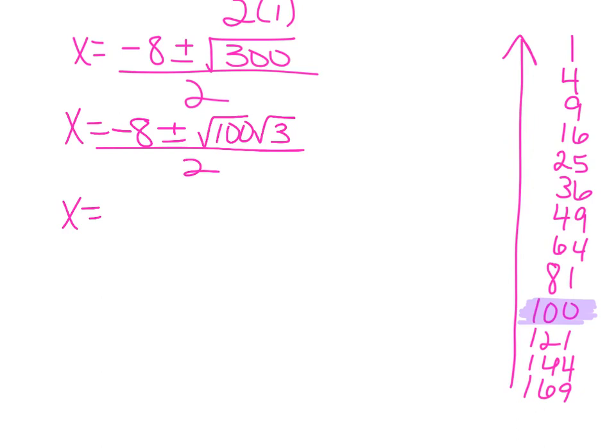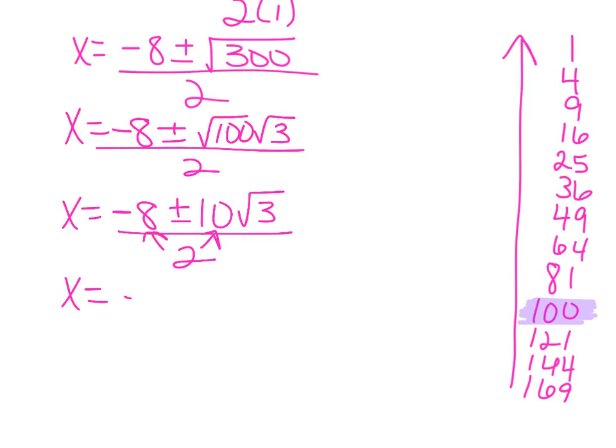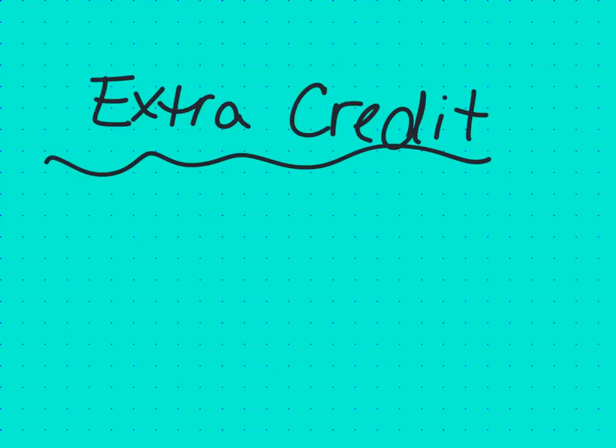And now I'm going to take the square root of 100, which is the whole point in doing it, which is 10. Keep the rad 3. And now the 2 goes into there and there. So I have negative 4 plus or minus 5 rad 3. And that is your final answer.